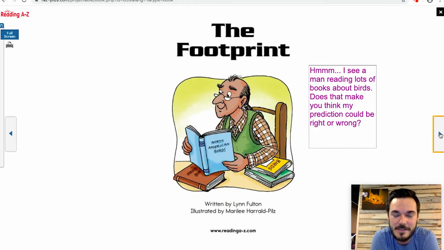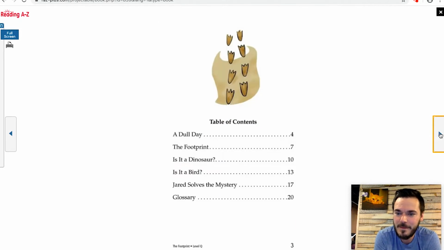The Footprint. On this picture, I see someone reading lots of books about birds. Do you think that means my prediction might be right or might be wrong? Here's the table of contents. Oh, don't forget, friends, down at the bottom, there's a glossary. You can find it on page 20. So if any of the new, bold vocabulary words don't make sense to you, look them up in the glossary and that will help you figure them out.